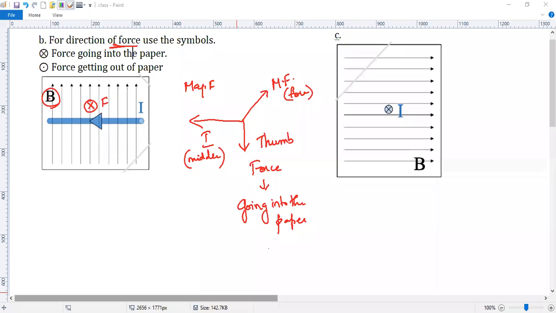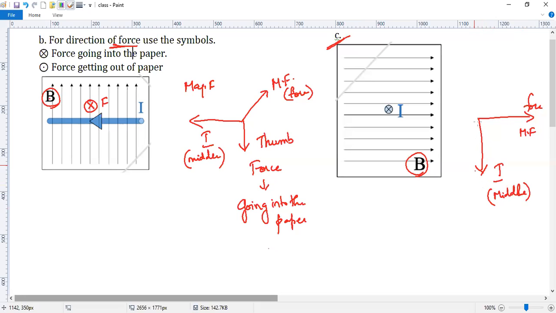See, here in question C, this is the sheet of paper, and in that paper, from your left towards your right, you have the direction of B, which is the magnetic field. So your forefinger will be pointing towards your right. And the current's direction is given as an X mark, which means it is going into the paper. So the current direction I, which is your middle finger, should be pointing in the downward direction.